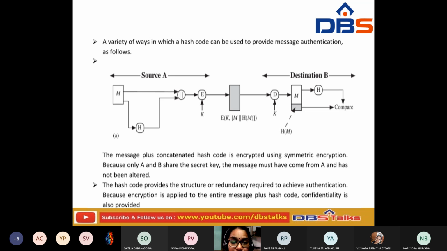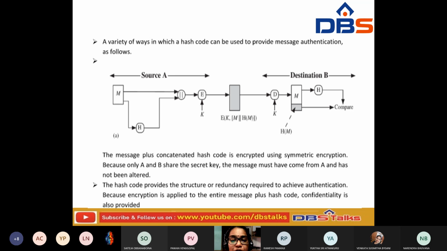Whatever hash code we are going to provide, it supplies the structure or redundancy required to achieve authentication. Because the encryption is applied to the entire message, we have to apply the encryption also. When I explained this figure, I already said that we have to apply encryption. Why? We already know it is to provide security for our data.